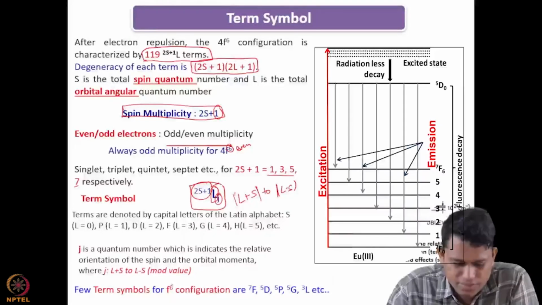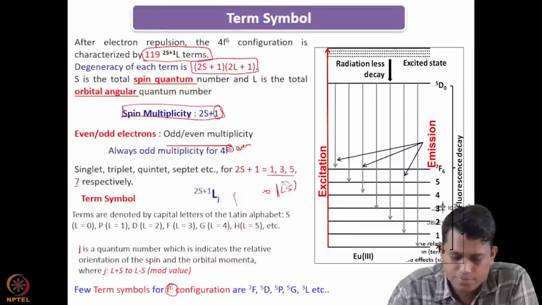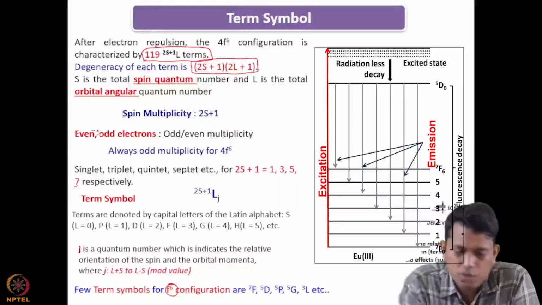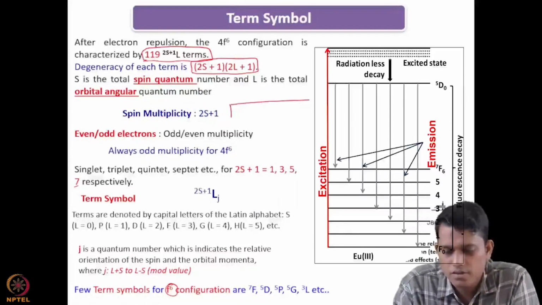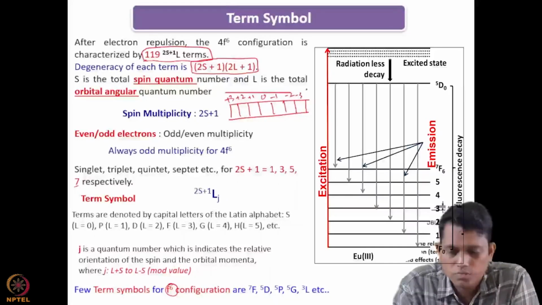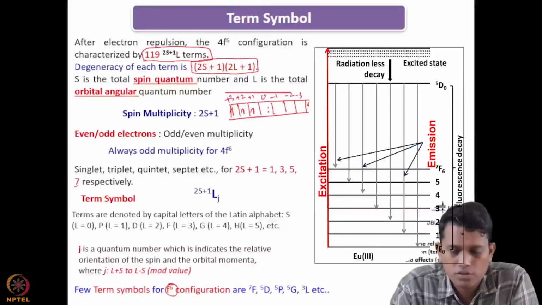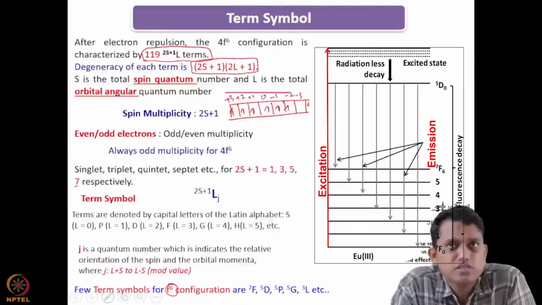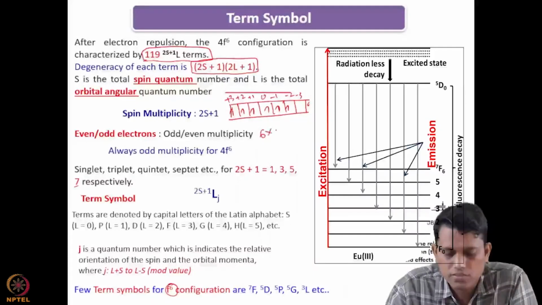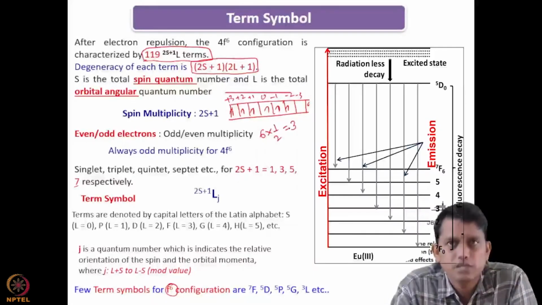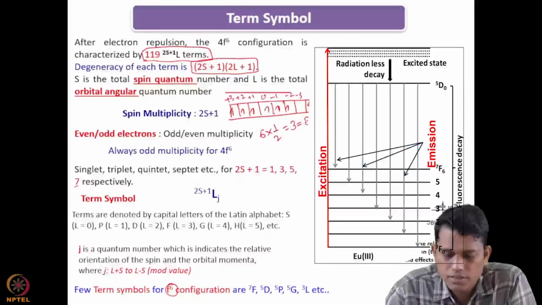So let us see what will happen when you have a system like f6. I'll just give you the ground state. You fill the orbitals 1, 2, 3, 4, 5, 6, so you should say plus 3, plus 2, plus 1, 0, minus 1, minus 2, and six electrons fill up like this. If you see the total spin, since you have 6 electrons and everybody has a spin of half, the total spin is 3.